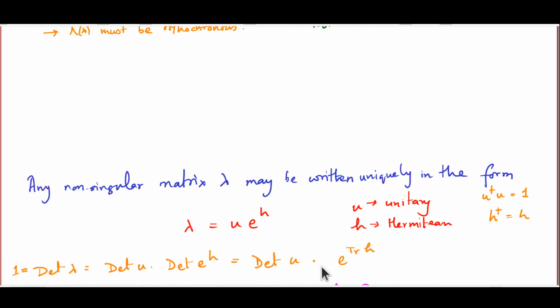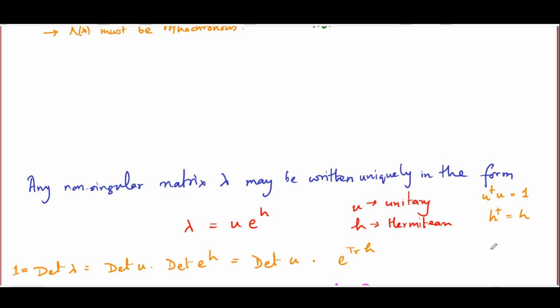Note that we are also claiming that we are dealing with SL2C matrices. So the determinant of lambda has to be 1. But the determinant of u e to the h is the determinant of u times the determinant of e to the h, and that's the determinant of u times e to the power of trace of h. Once again, that's a very standard result in matrix theory, which I'm pretty sure most of you already know.